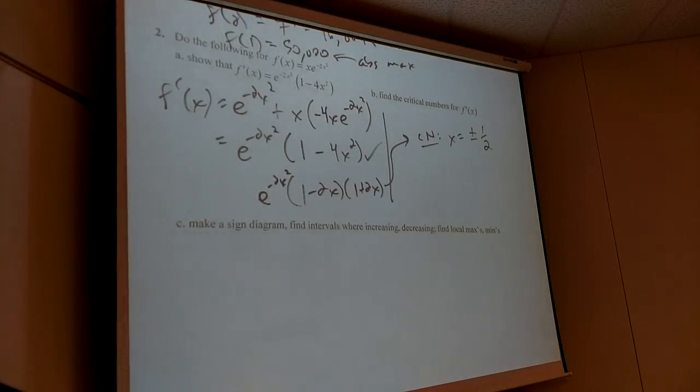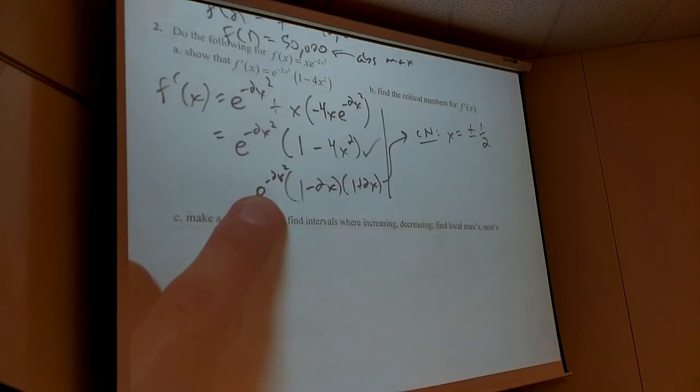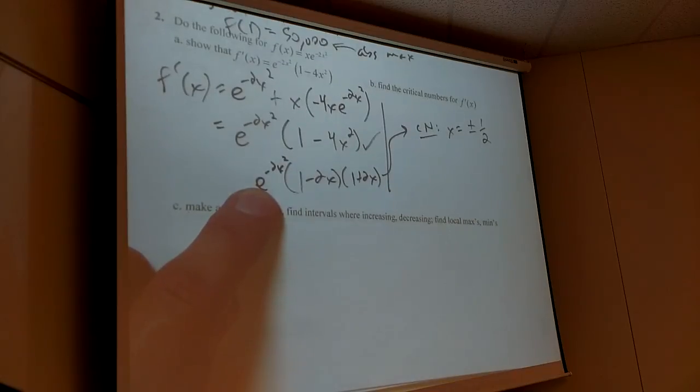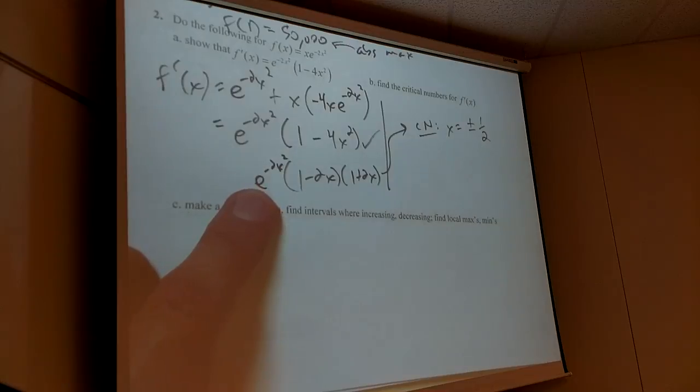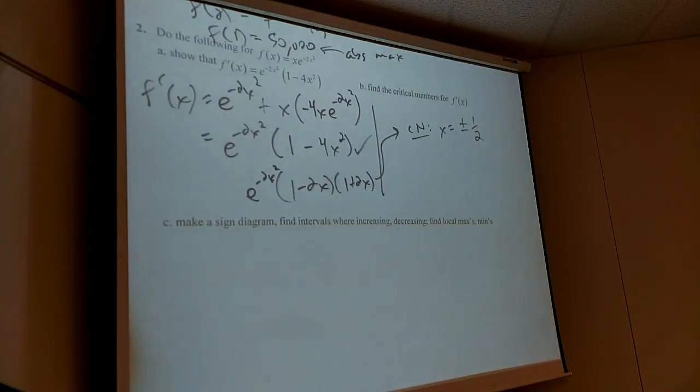Why does this guy not give me any critical numbers? That factor. Exactly. It's asymptotic at 0, so it can't be 0. I like that. You can't raise something to a power and make it 0. You make it as tiny as you want, just not 0. So that's why I only get 2 critical numbers.